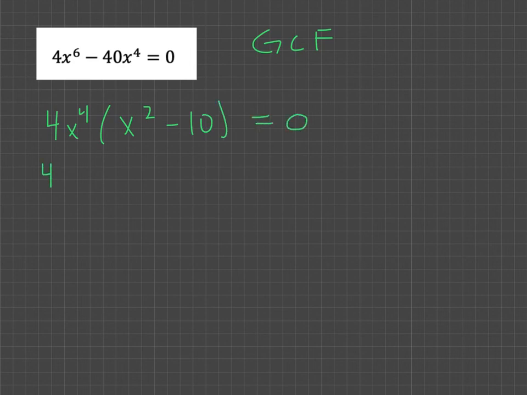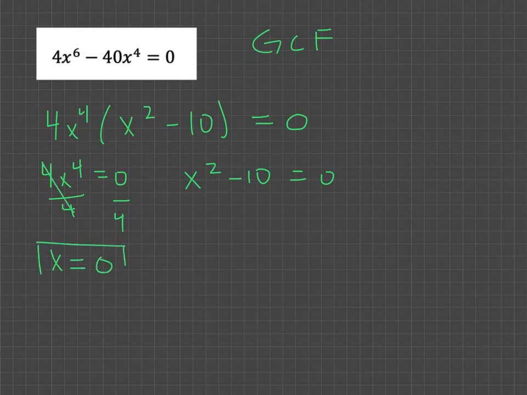Set both of those factors equal to 0. We're going to solve those. Well, we're going to end up with the first one giving us x equal to 0. And the second one, add 10 to both sides. Take the square root. To undo that squaring, remember the plus or minus out in front. So we get x equals plus or minus square root of 10.